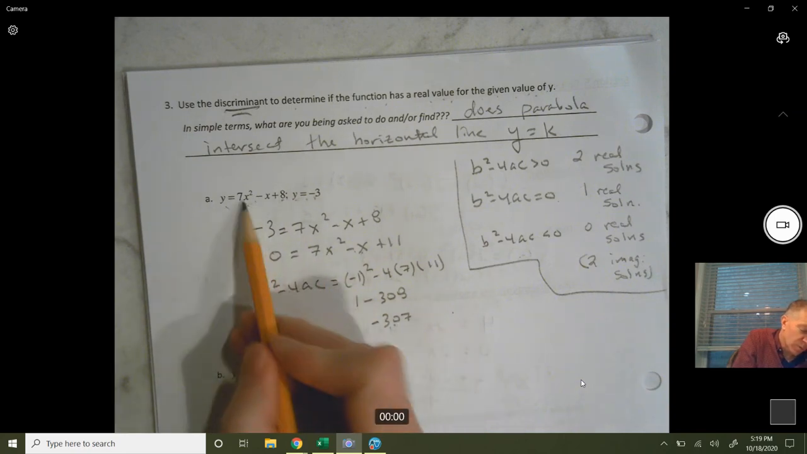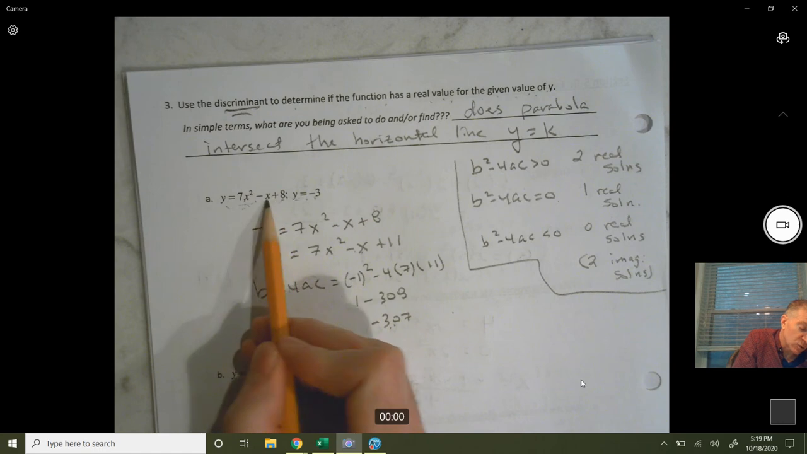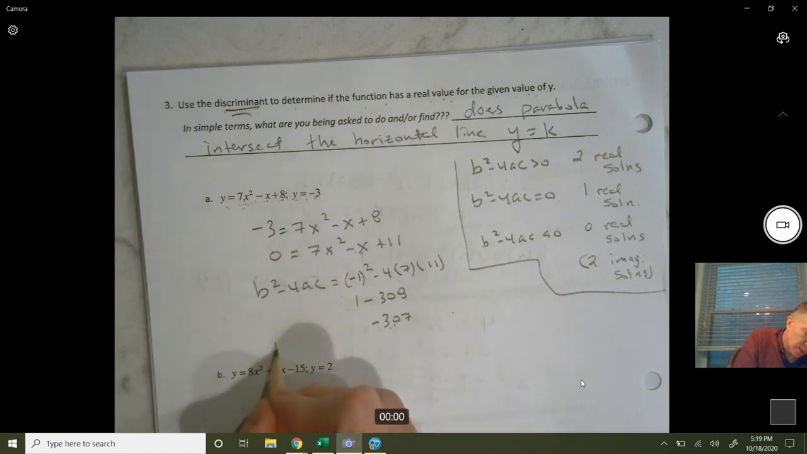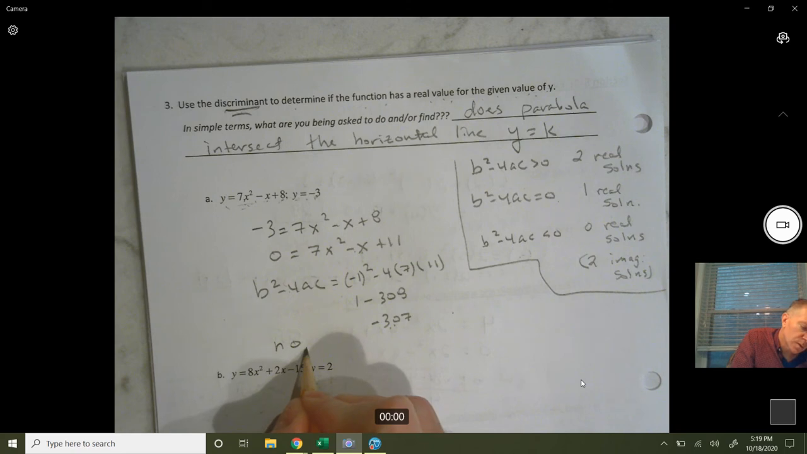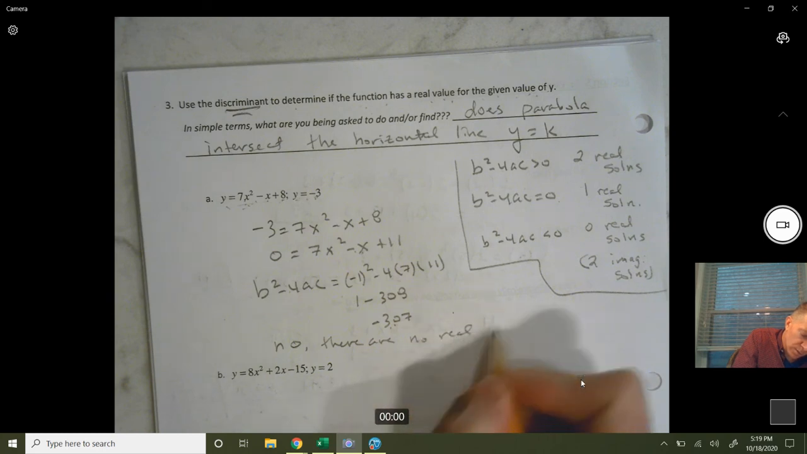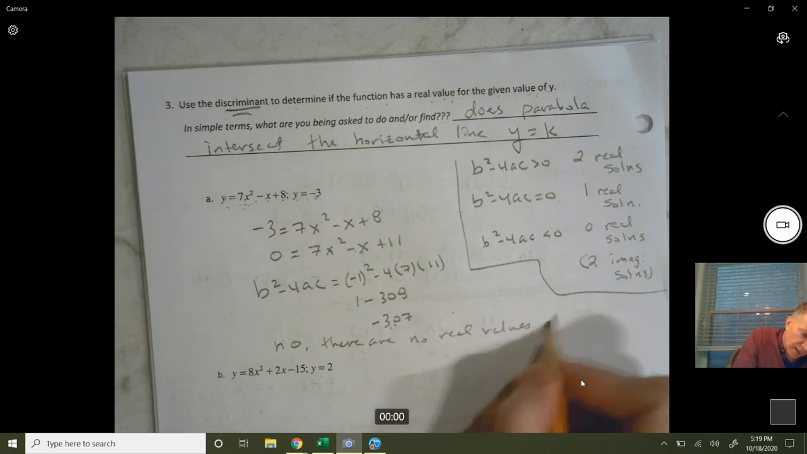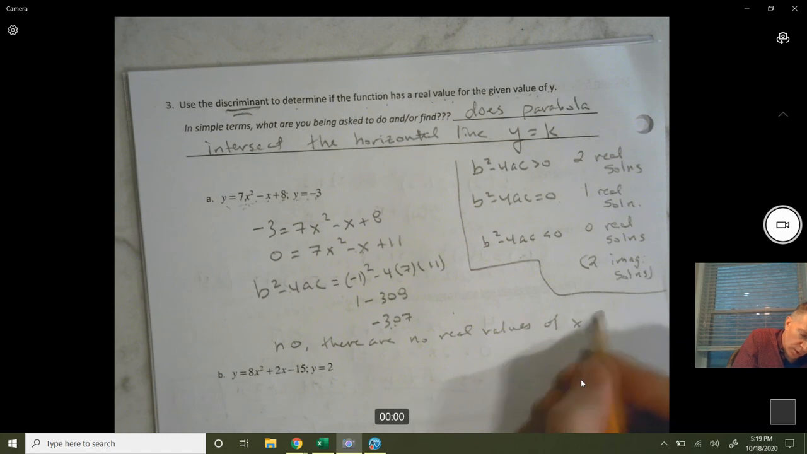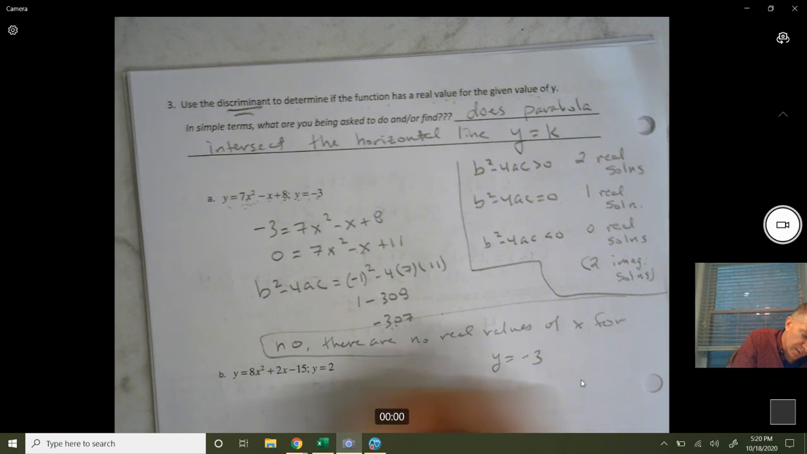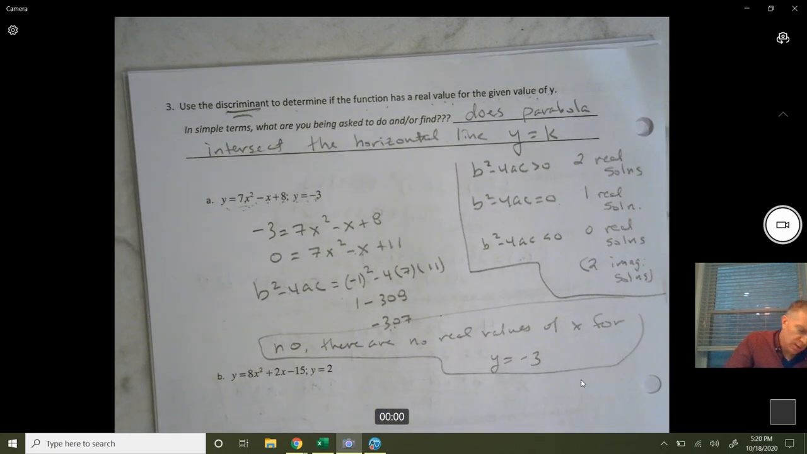So this parabola opens up, and clearly the vertex is going to be above the line y equals negative 3. So you would say no, there are no real values of x for the value y equals negative 3 on this parabola.